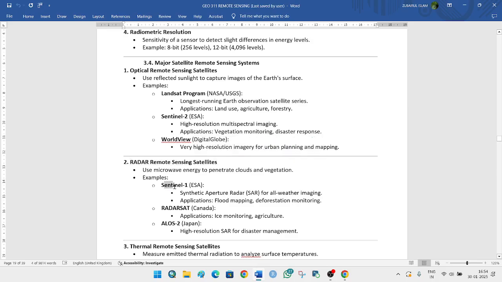So Sentinel-1 is most popular data. I will suggest you should explore it and you should use it. Better to use Google Earth Engine to work with Sentinel-1 data. Then, this Sentinel-1 data is also free of cost and they do not charge anything. This is from European Union. Then we come to RADARSAT data here and then ALOS. If you are interested, you can start with Sentinel-1.